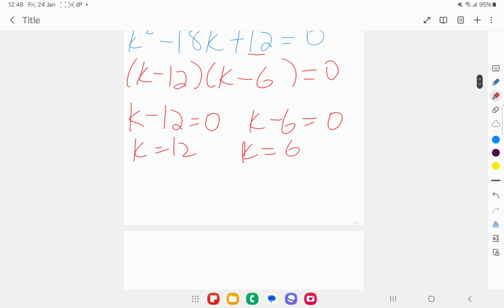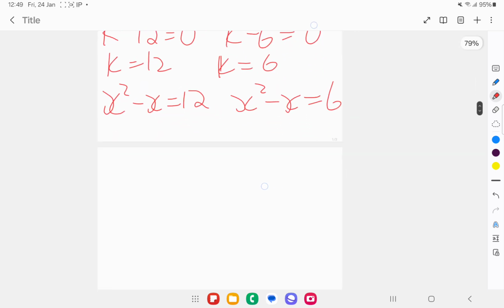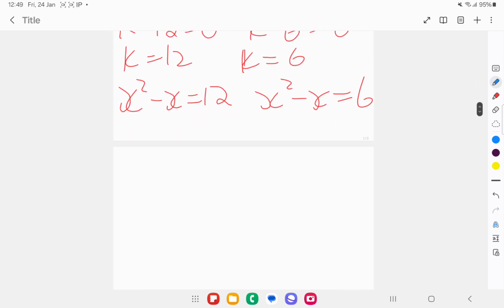So now we say x squared minus x equals 12 and x squared minus x equals 6. Now we take this to the other side, it will change the sign, so it's going to be negative 12. And then we're going to also take this one to the other side, so we have x squared minus x minus 6 equals 0.